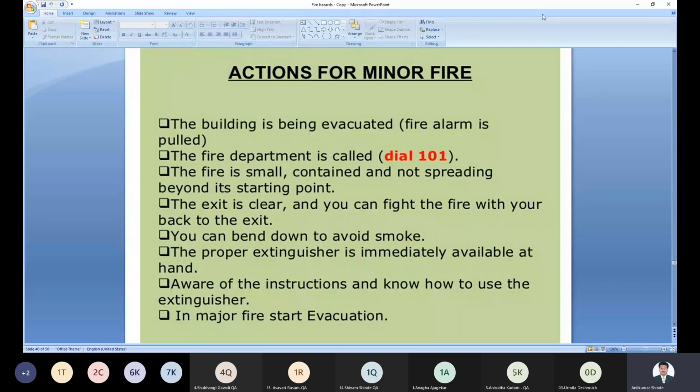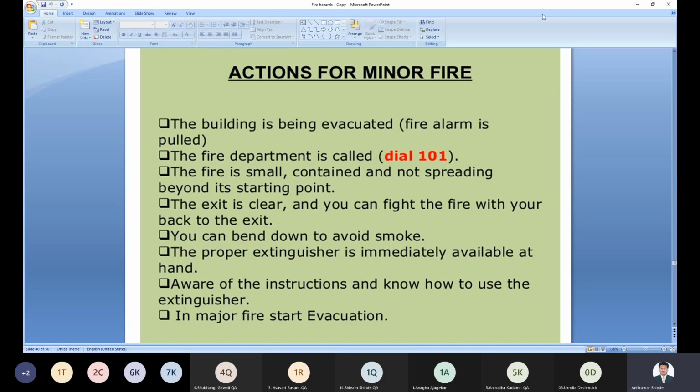Then action for a minor fire. These are the different fire alarms you should pull. If a minor fire is there, we can just pull the fire alarm, alarming everyone, and every employee should know that. You can also call the fire department at 101 and get assistance from them.